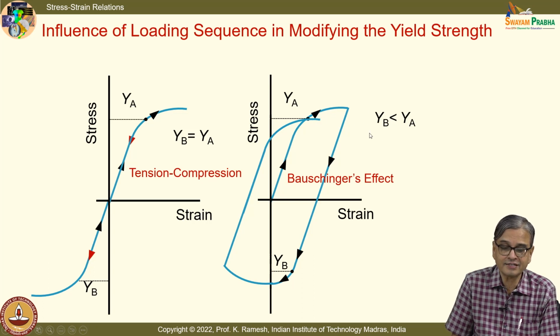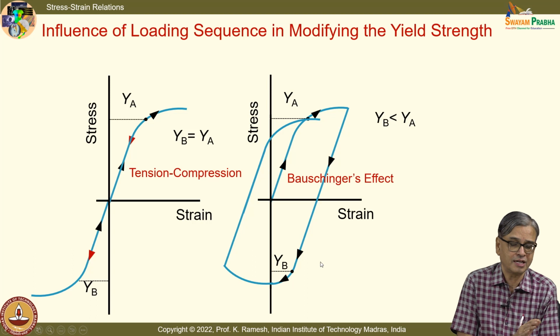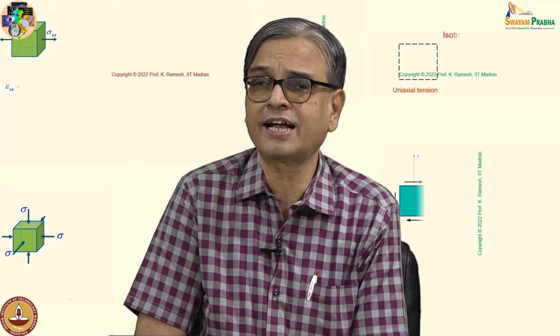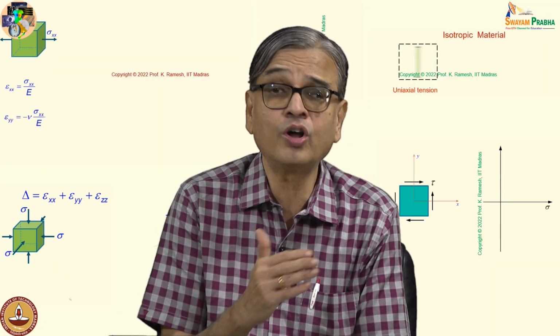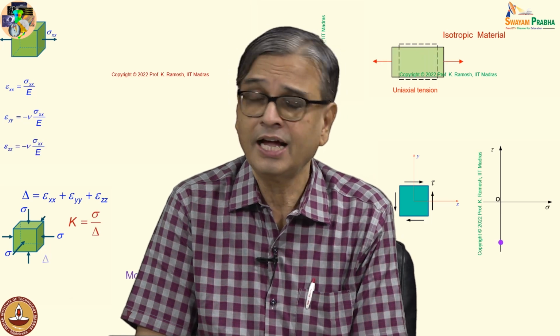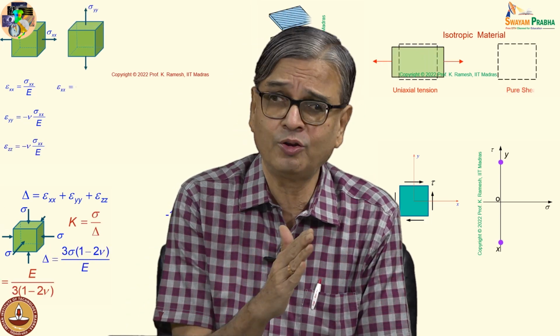I find YA also decreases, YB also decreases. So, this is credited to a scientist called Bauschinger. It is known as the Bauschinger effect. And people have looked at all of this.